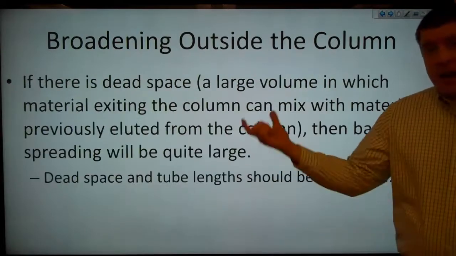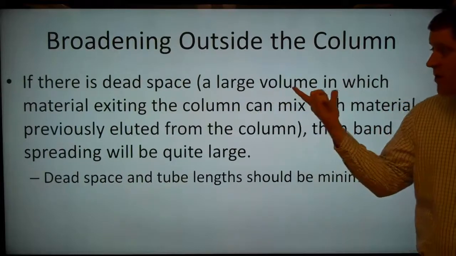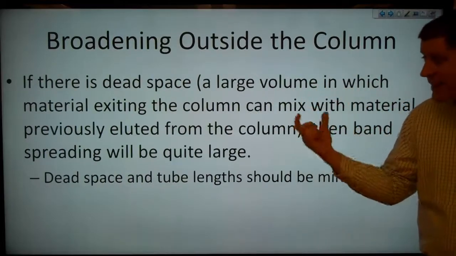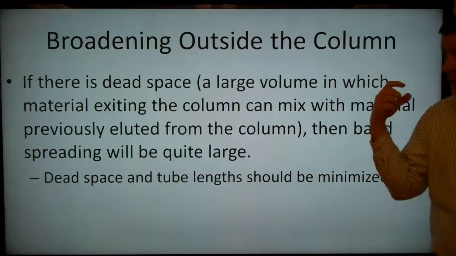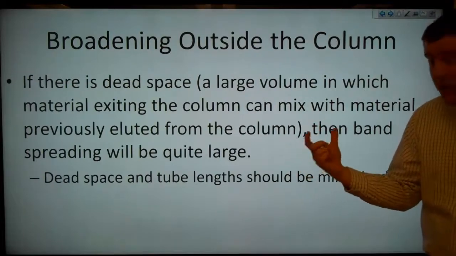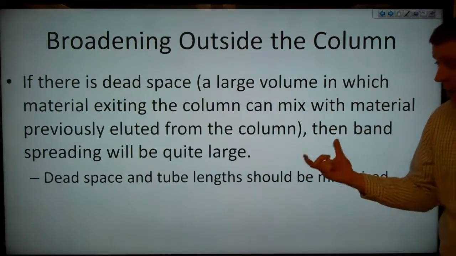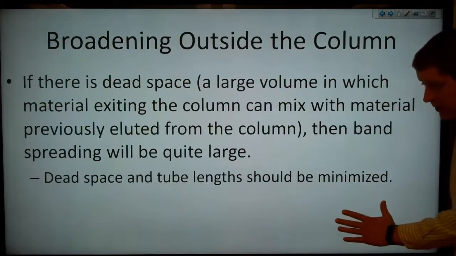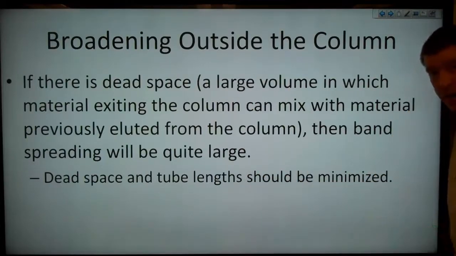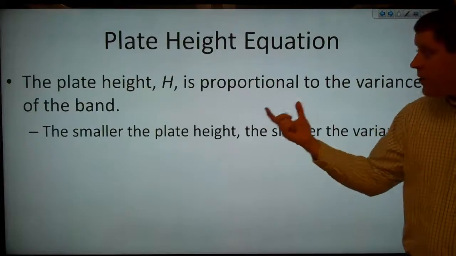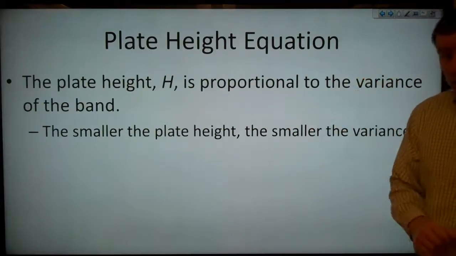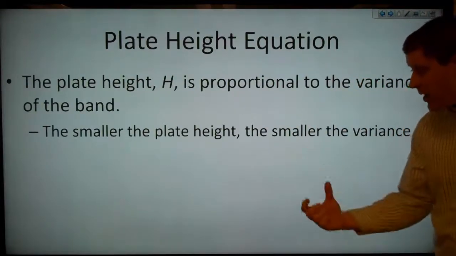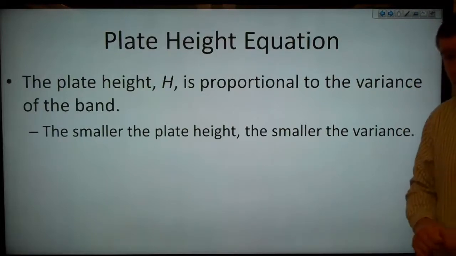Now, if there is dead space, which is a large volume in which material exiting the column can mix with material that previously exited or eluted from the column, then the band spreading will be quite large. Dead space and tube lengths should thus be minimized. The plate height h is proportional to the variance of the band, and the smaller the plate height, the smaller the variance of the band.